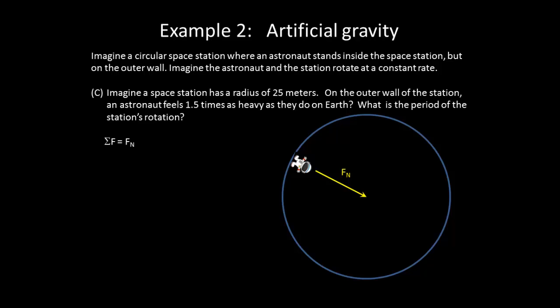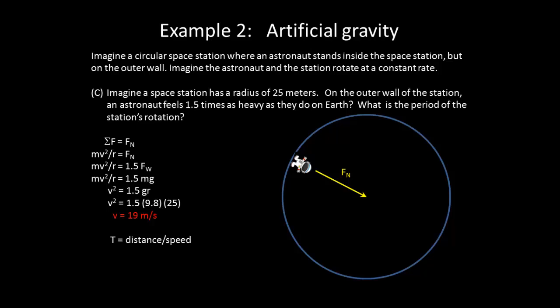Well, our net force is equal to the normal force, which is mv squared over r. Now, the normal force is going to be equal to what they feel, which is 1.5 times their weight on Earth, which is mg. Now, if we cancel out the mass and multiply by the radius, we get that the speed squared is equal to 1.5 times g times the radius of the space station. Now, if we solve this, we get that the speed is 19 meters per second. Now, this hasn't answered our question of what the period is, so we need to now solve for the period. The period is going to be the distance over the speed, or in this case, 2 pi times the radius divided by the speed. So we end up solving this and get 8.3 seconds.